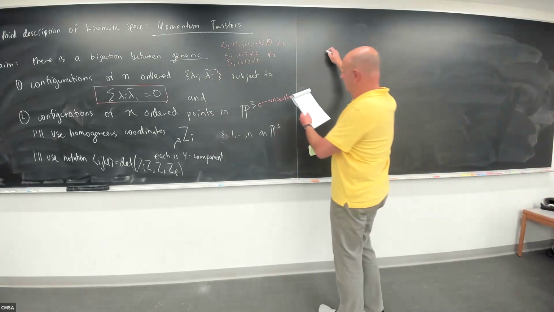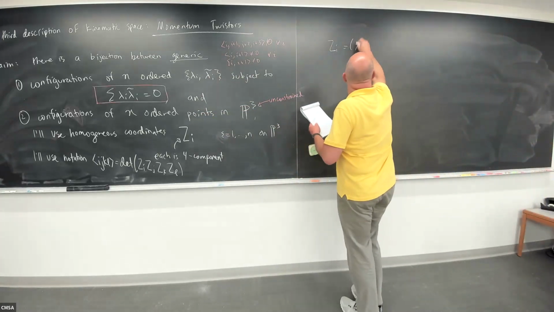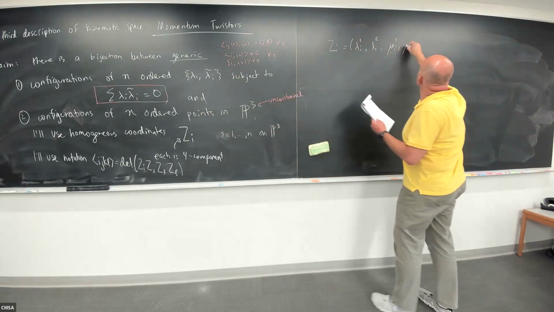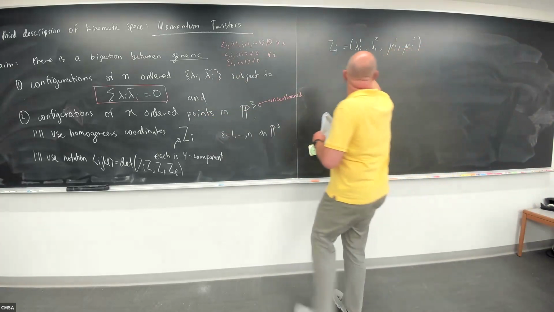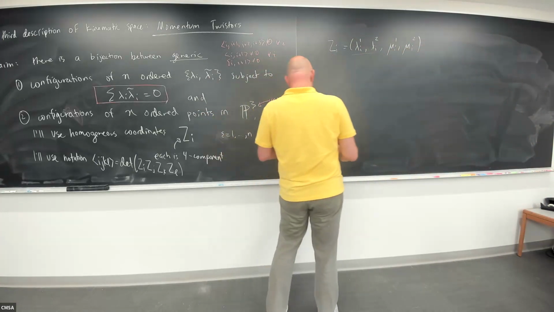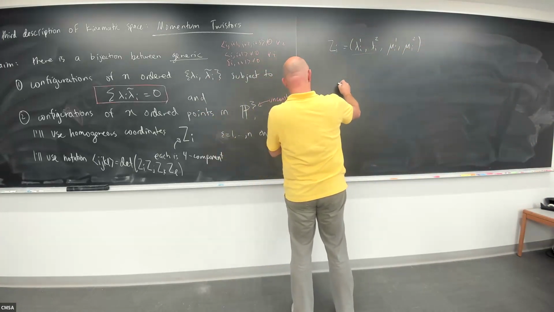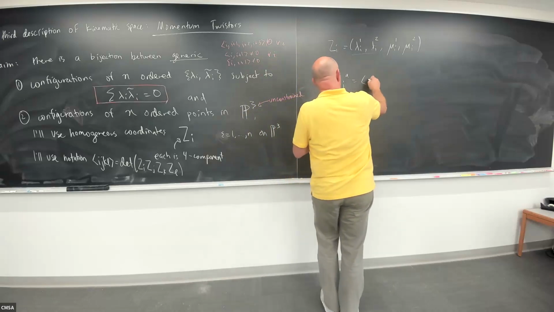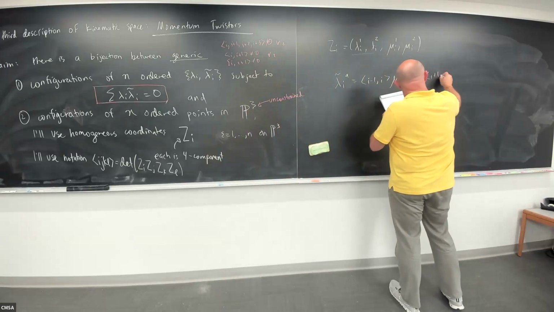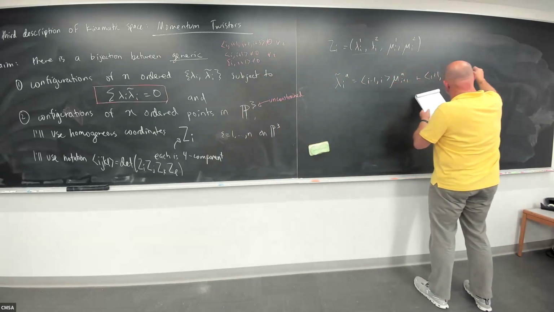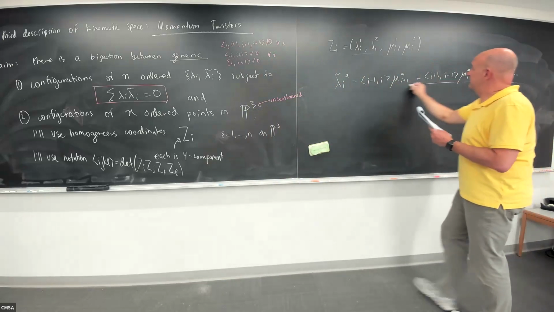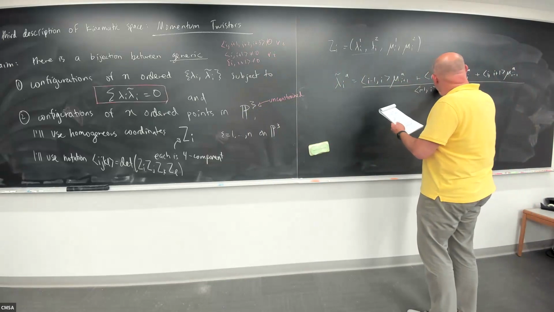Okay, the formula is as follows. Here I put the two-component spinor helicity, and then I define this. This is a beautiful geometric interpretation, but for lack of time, I won't really have time to do justice to it.